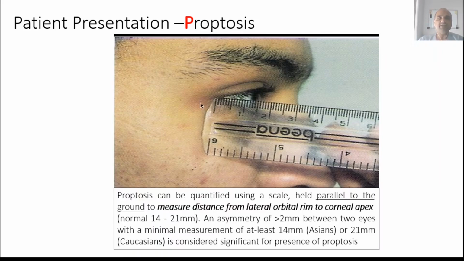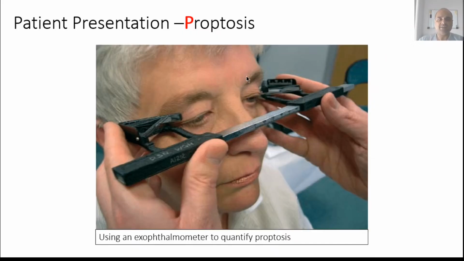And if you see asymmetry of more than 2 millimeters, that can be classified as exophthalmos. You should have a scale with you, but clinically apparent exophthalmos is when the cornea is in front of the plane of the brow, the corneal apex to be more precise. This is an exophthalmometer. This is a proper instrument that can measure this for you without a scale. It has a mirror here, so you can take the reading of both eyes, and this is the scale.